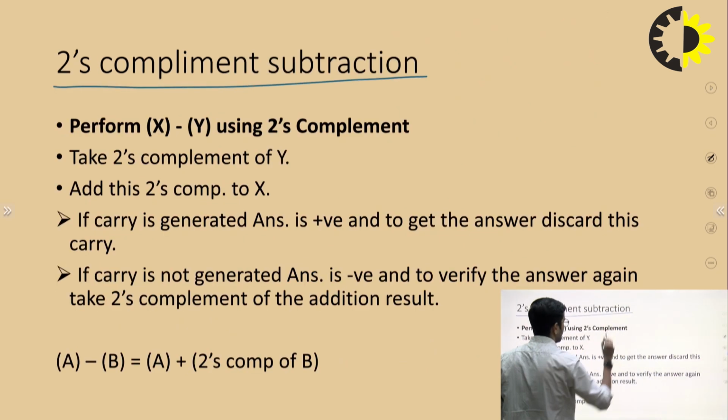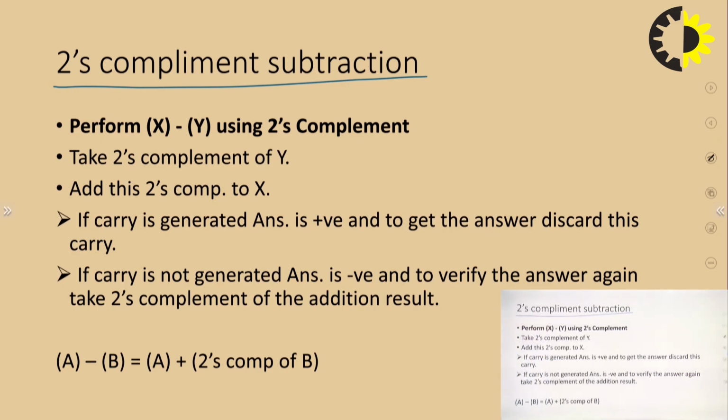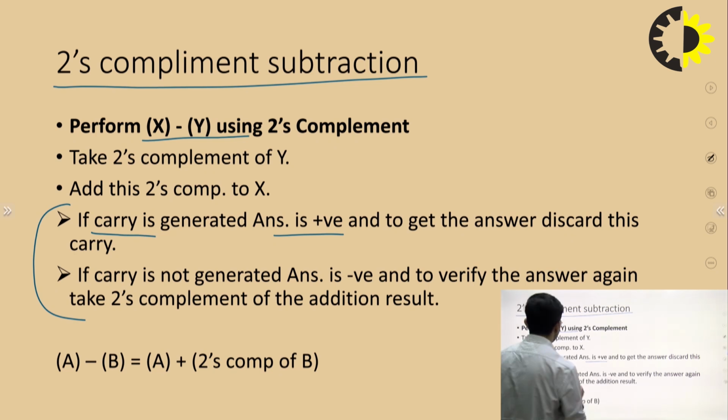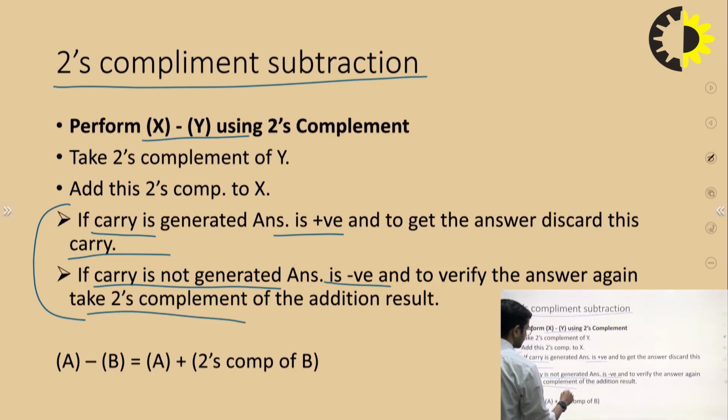Now, how can we perform the subtraction using the 2's complement? Earlier we have seen the subtraction using the 1's complement. The method is the same. We can convert x minus y into x plus 2's complement of y. And the rules are also similar. If carry is generated, answer is positive. But in 2's complement, if carry is generated, we have to discard that carry. If carry is not generated, answer is negative, as in the case of 1's complement, and we have to take the 2's complement of this negative number.